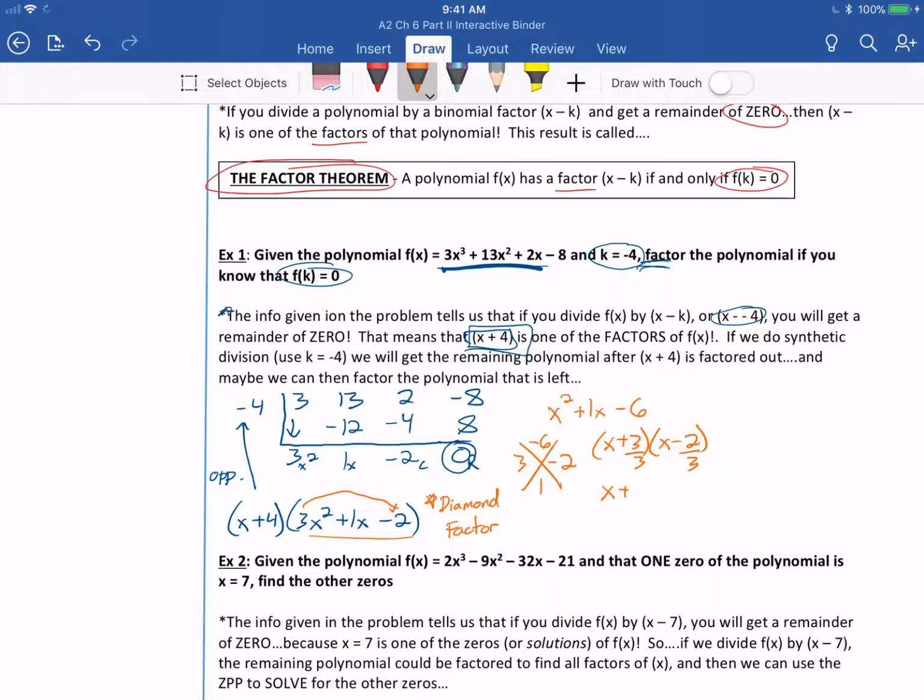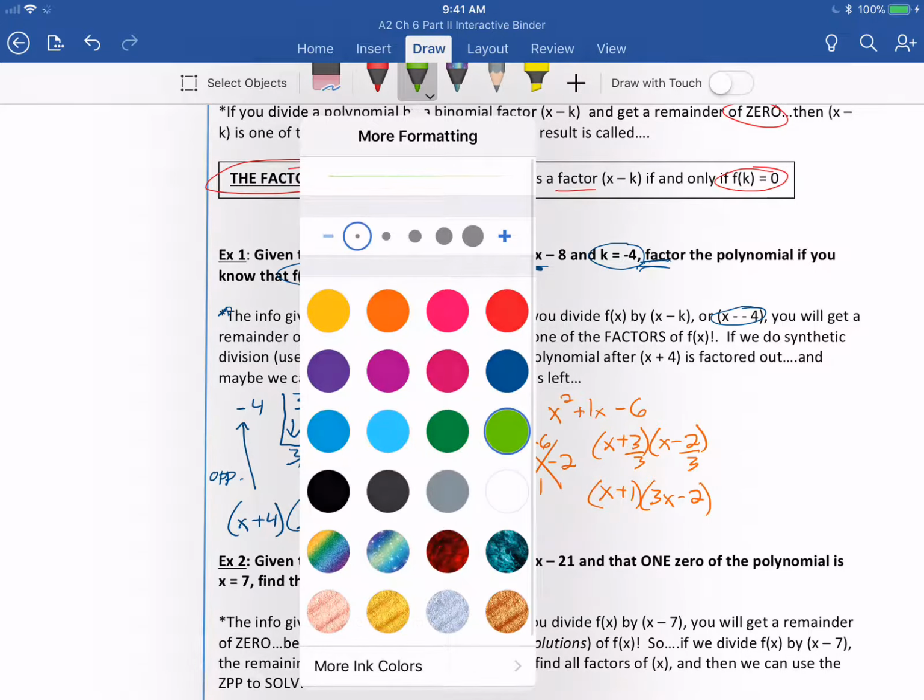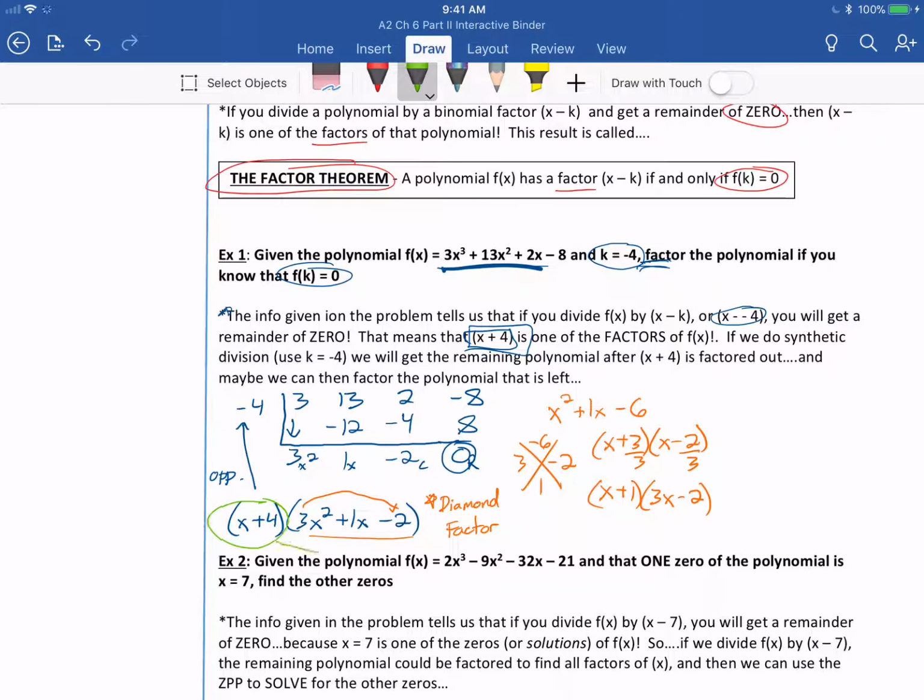So now I have x plus 1, and then I have 3x minus 2. But also, and don't forget about this, guys, you also have this x plus 4 that's tacked on at the front. So I got to bring that guy on here as well. So I have x plus 4. So I factored this, and that turned into these two. So now my complete answer here, my factored form, is these three guys together. That's exactly what my answer is.